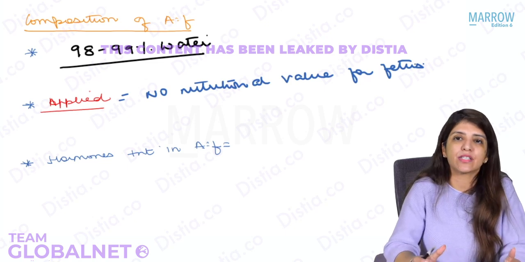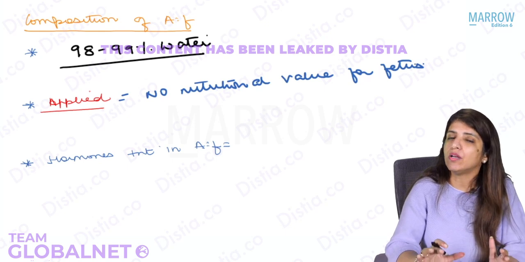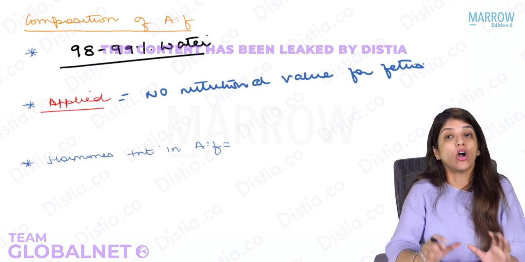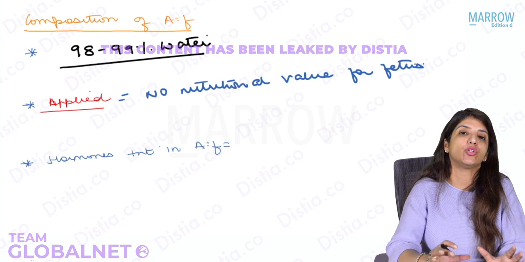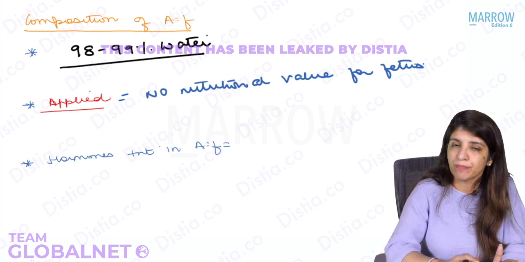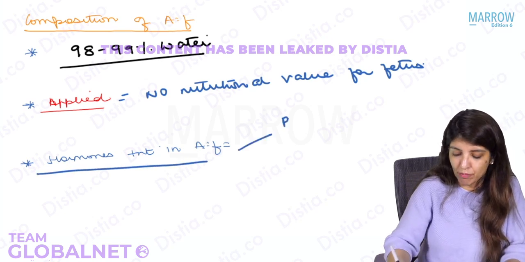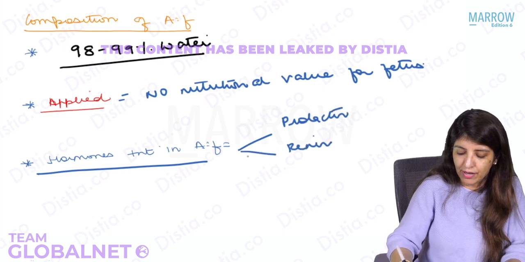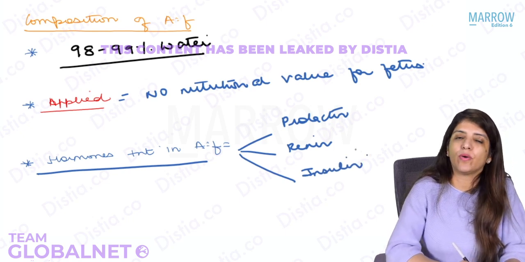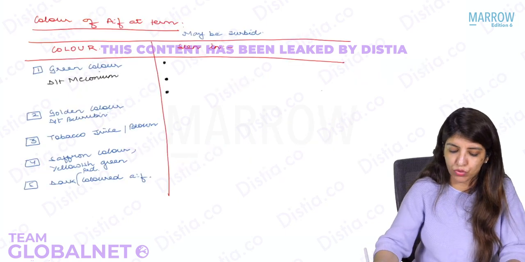So it gives space for the organs of the fetus to develop. It acts as a shock absorber. It helps in maintaining temperature. But one function which it is not capable of performing is giving nutrition to the fetus, because it is 98 to 99% water. Now, in amniotic fluid, there are 3 hormones present: prolactin, renin, and insulin. So again, a theoretical question, what are the hormones present in amniotic fluid? You should know these 3 hormones.